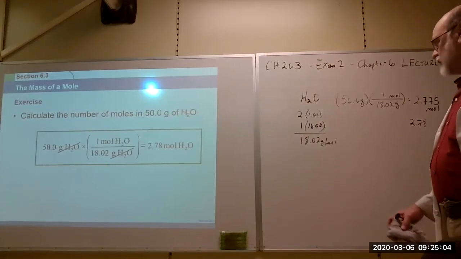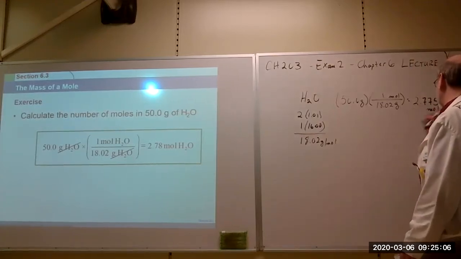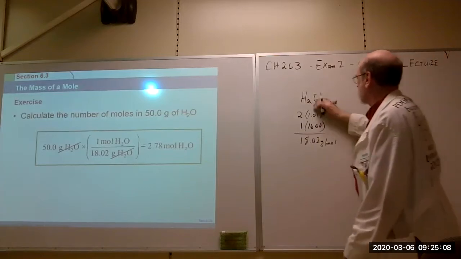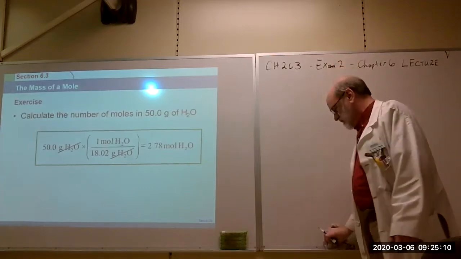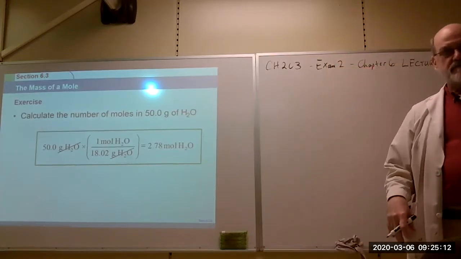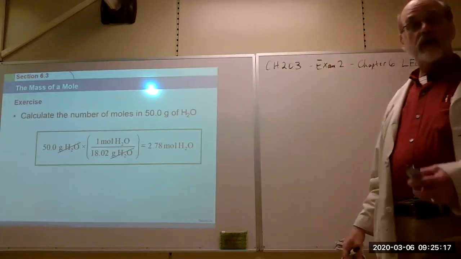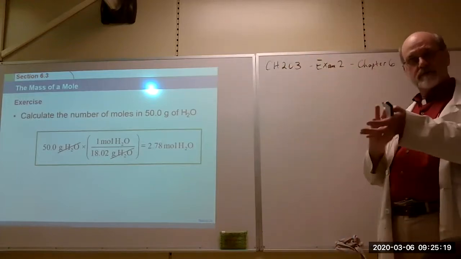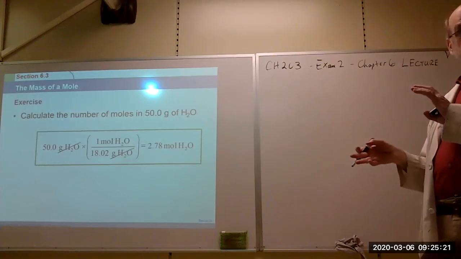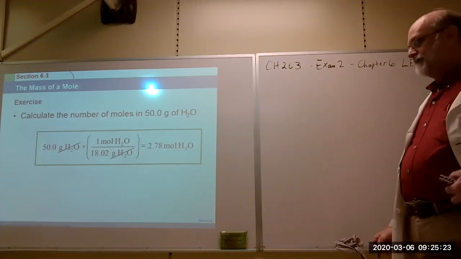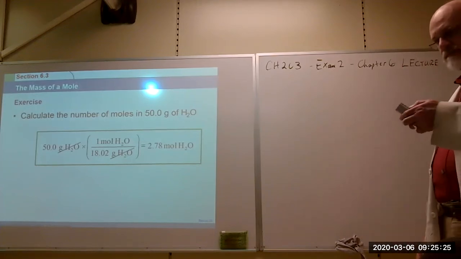Now, why are we going to all this trouble? Because when we put together a chemical reaction in terms of a reaction equation, you've got to be able to convert back and forth between mass and moles in order to use that equation. And that's coming.